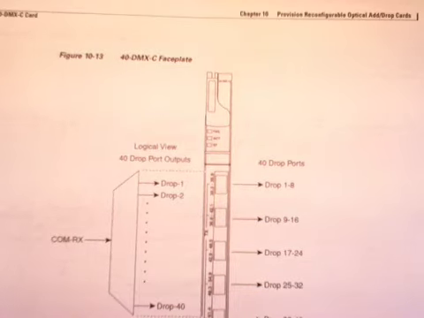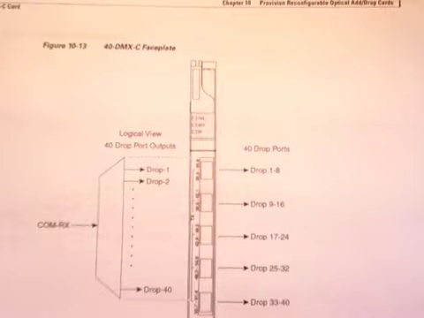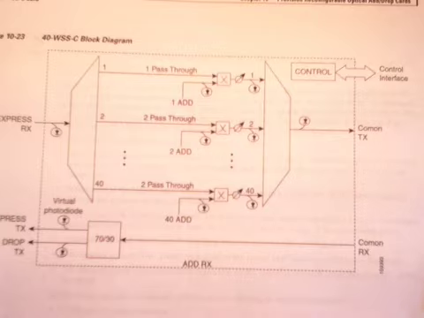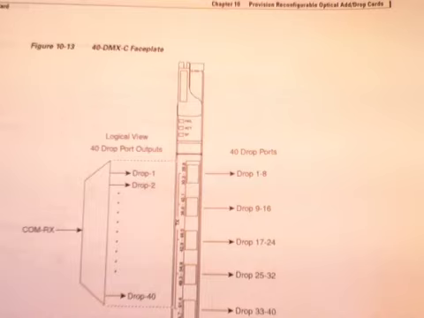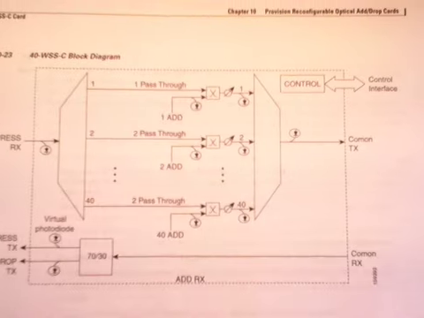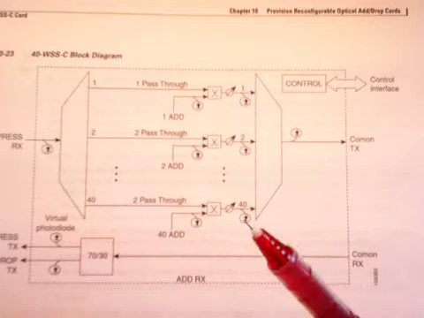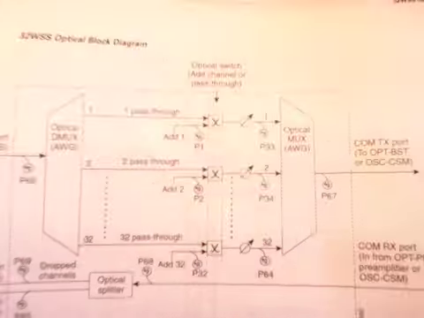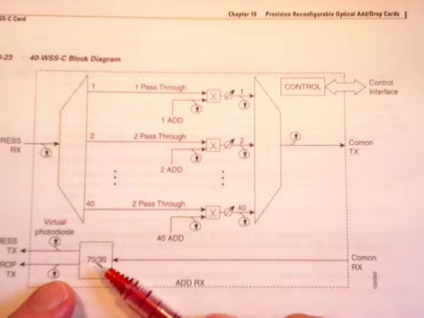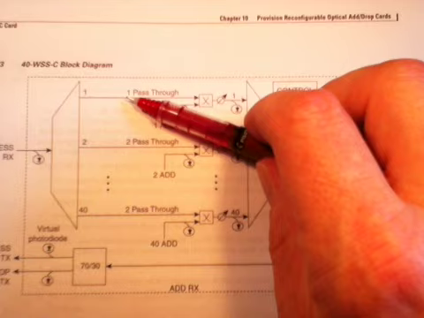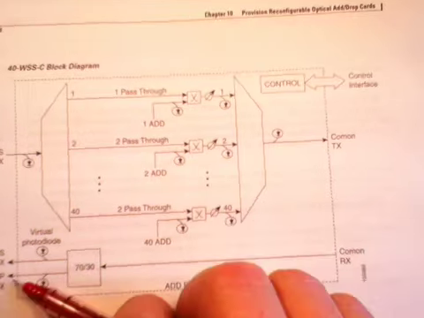Here's what the faceplate of the 40DMX looks like. Let's see, what is the 40? This is just a demultiplexer, I think. Yeah. Here's another block diagram I wanted to show you, which is the 40 channel wavelength selective switch module. It's basically the same as the 32 channel wavelength selective switch with two back-to-back AWGs, and then on the drop side you just drop the whole thing and send it off to a demux.